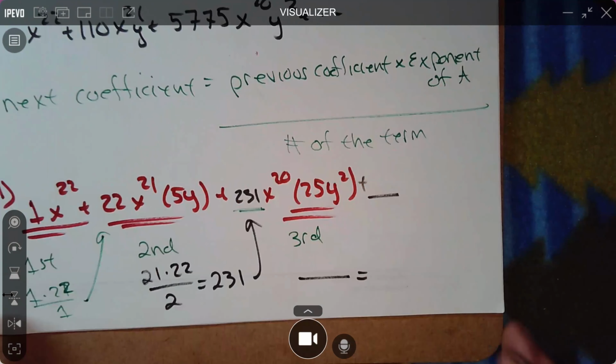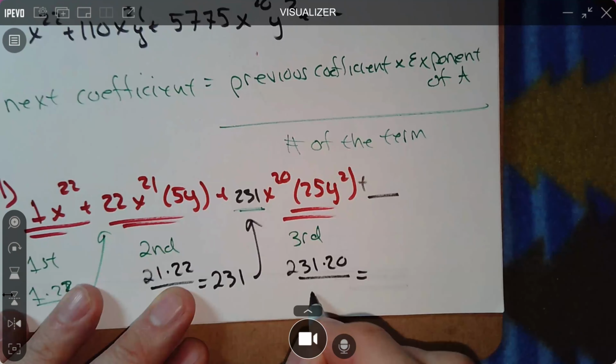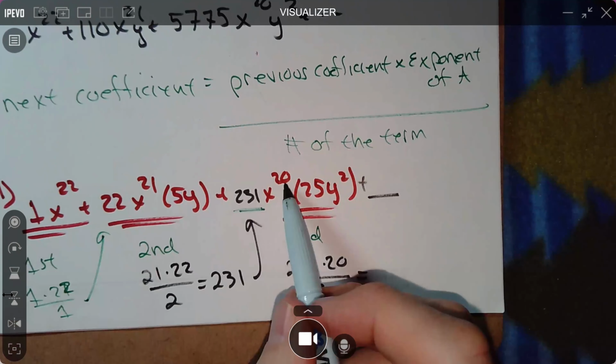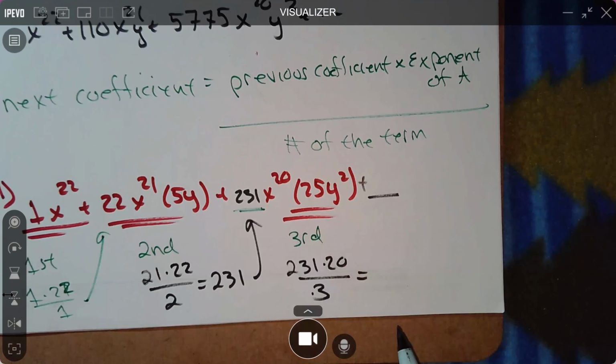231 times 20 divided by 3. Perfect. This times this divided by the third term. So I think that's going to be 77 times 20, should be 1540 maybe. Let me just double check that.